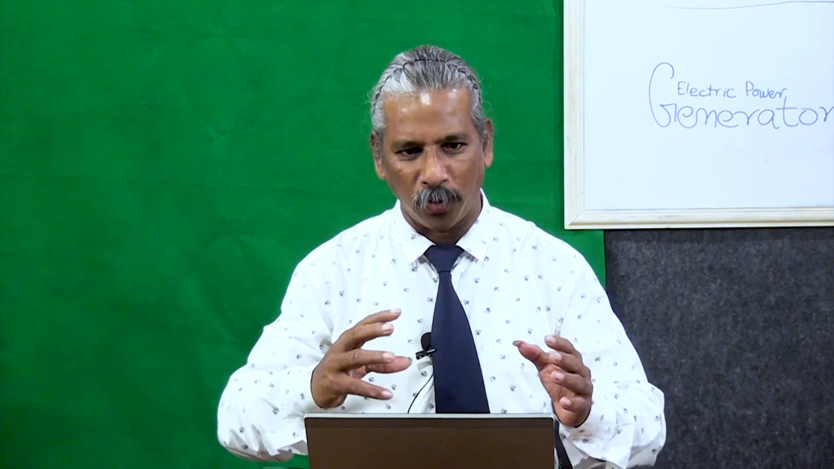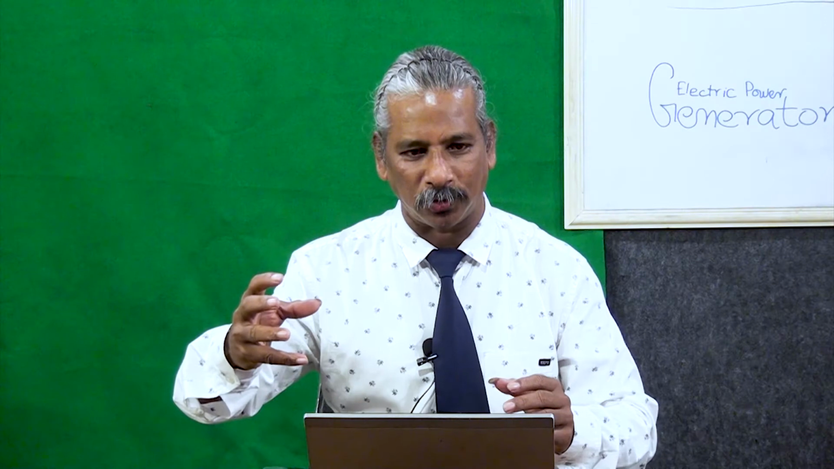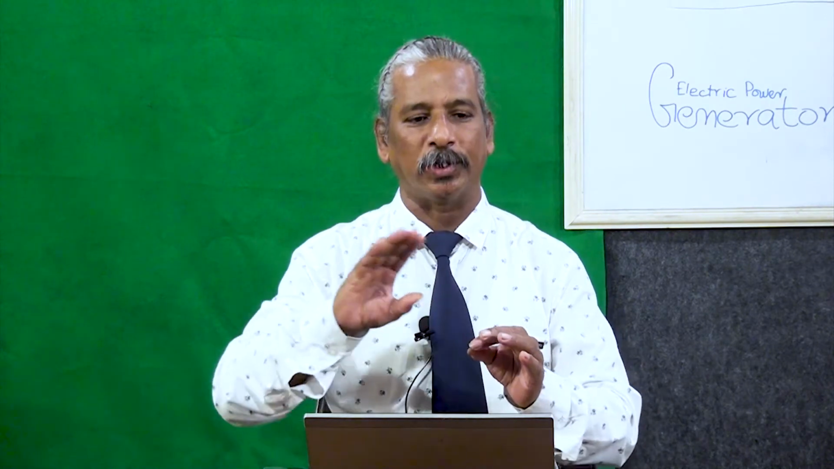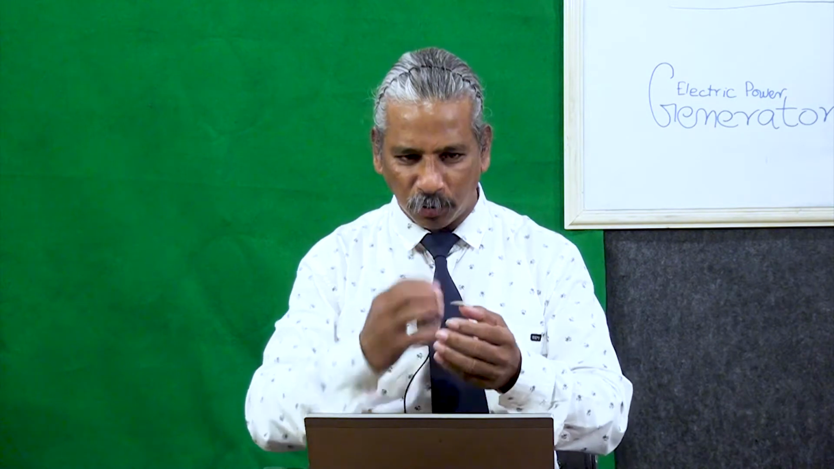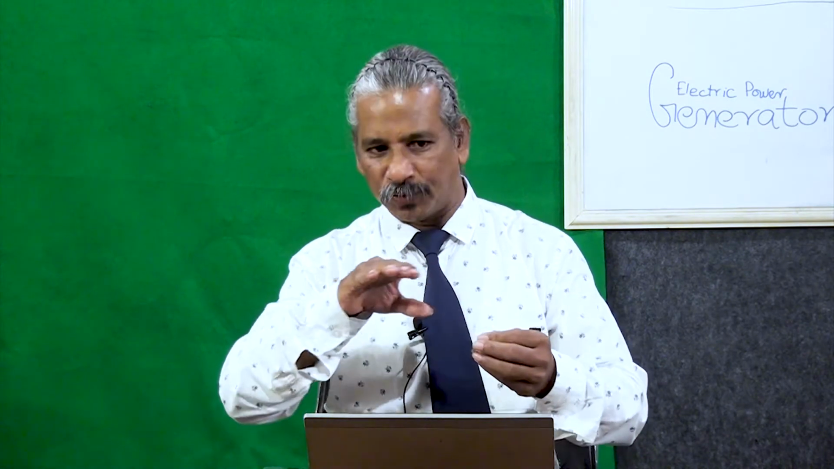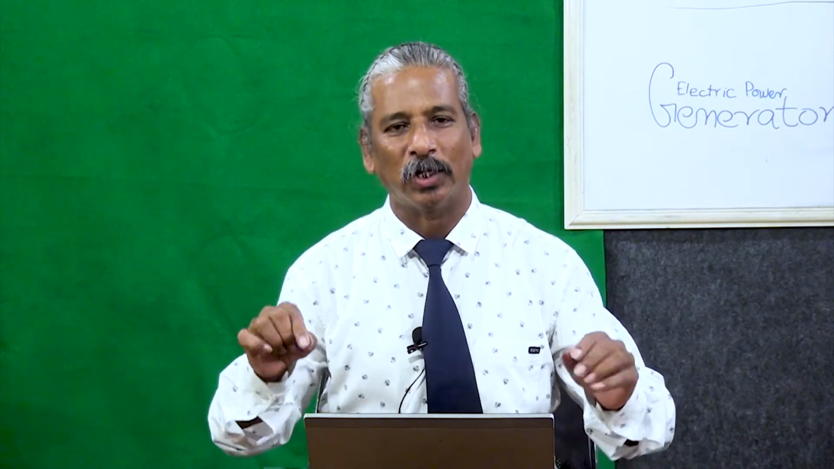When a conductor is said to move inside a magnetic field, or a magnetic field is said to be changing around a conductor, electric current is induced in the conductor. This is just opposite to the exertion of force by a current carrying conductor inside a magnetic field. In other words, when a conductor is brought in relative motion vis-a-vis a magnetic field, a potential difference is induced in it. This is known as electromagnetic induction.